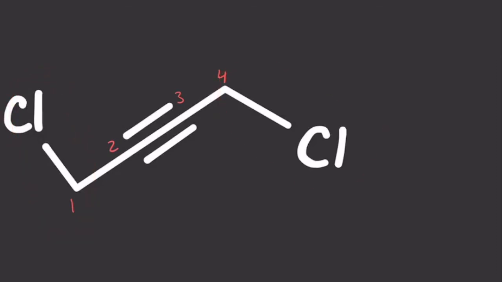So I'm going to say 1,4-dichloro, and I have an alkyne starting on my second carbon. Remember, I want to keep it starting with the smallest number. So 2-butyne for that triple bond.